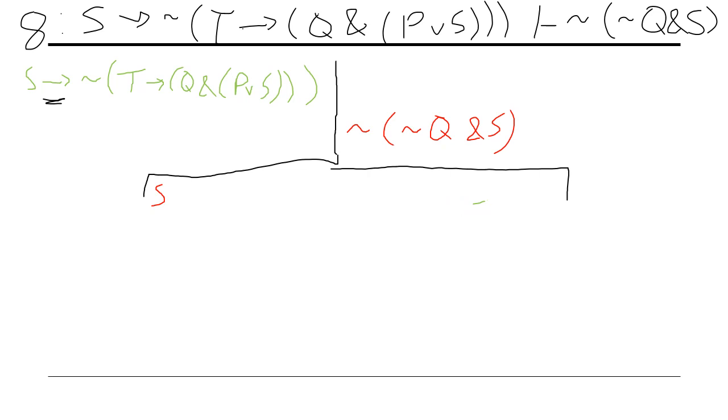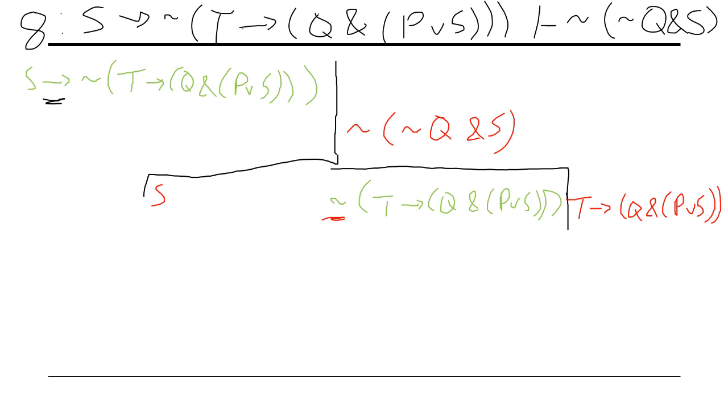There. So, let's try to read this. Not T, Q, P, S. And I still need one more parentheses. Now we just need to flip that across because the main operator here is a tilde. P. So now we flip that one across.